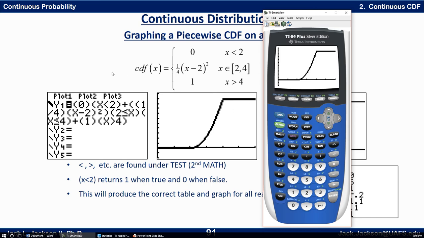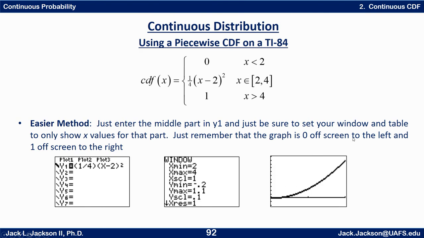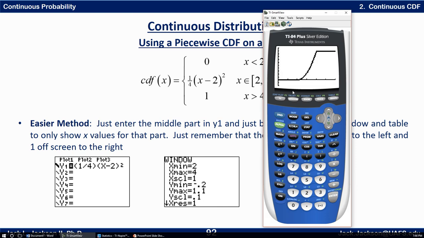But of course, the easier way to do it is to just ignore the stuff where x is 0 or x is 1, and just not worry about the actual piecewise defined function. Let me turn it off. And all you need to do is graph, well, let me turn it back on for just a second. You just need to graph the part in the middle, that's the important part. 1/4 (x minus 2) squared.